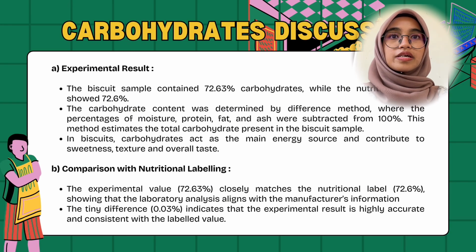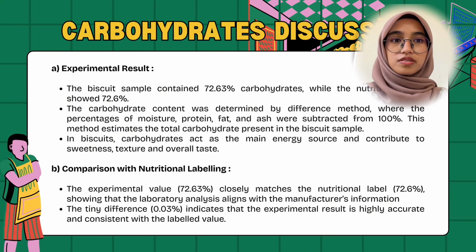Lastly, we determined the carbohydrate content of the biscuit sample. Our experiment showed that the biscuit contains 72.63% carbohydrate, while the nutritional label indicates 72.6%. The carbohydrate content was determined using the difference method. In this method, we first measure the percentage of other components such as moisture, protein, ash, and fat, and then subtract their total from 100%. The remaining percentage represents the total carbohydrate content of the sample. This method provides an indirect yet effective estimation of carbohydrate composition.